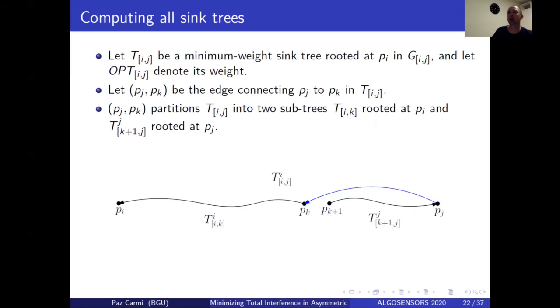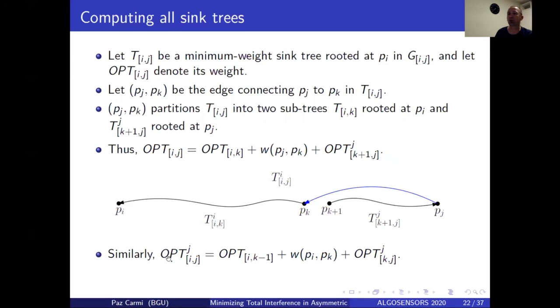Basically what it means is that the edge PJ, PK partitions the tree T_ij into two subtrees. We have one tree from K to I, which is P_ik, where we said that we omit the superscript I when it's clear. So we have a tree that is sinked at I, and also we have a tree from PK plus 1 up to PJ. If this is the edge, then in the optimal solution it's split into two trees. Therefore, opt_ij is equal to opt_ik plus the weight of this edge plus opt from k plus 1 to j. Now the sink is j.